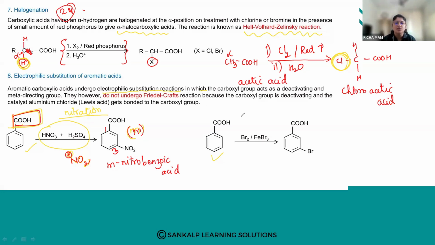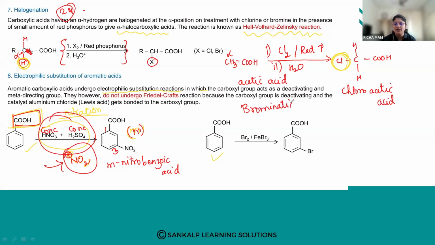What is the nitrating mixture? It consists of concentrated HNO3 and concentrated H2SO4, which generates the electrophile, the nitronium ion. The incoming electrophile will be positioned at the meta position, so you get this product. This is our first ring substitution reaction, nitration.